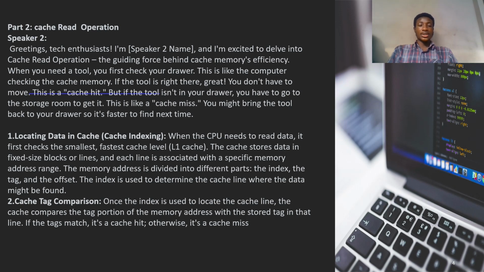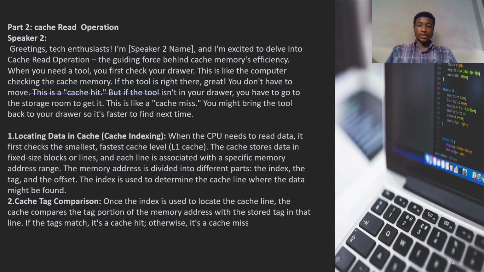The first function of the cache read operation is that it locates data in the cache. When the CPU needs to read data, it first checks the fastest level, the level 1 cache. The cache stores data in fixed-size blocks or lines, and each line is associated with a specific memory address range. The memory address is divided into different parts: the tag, the index, and the offset.